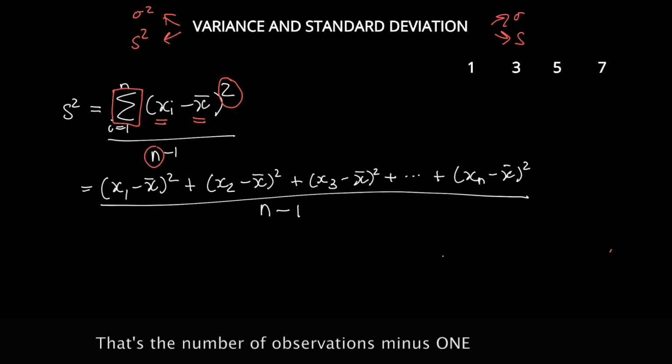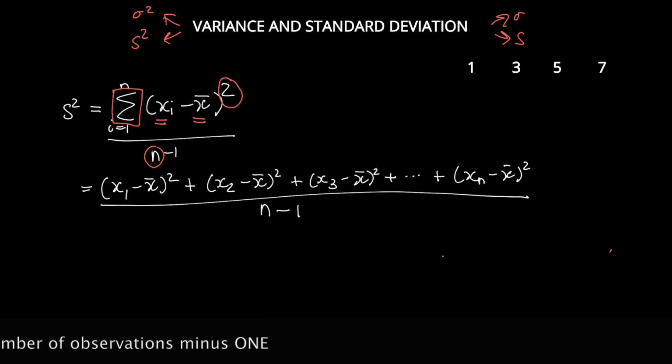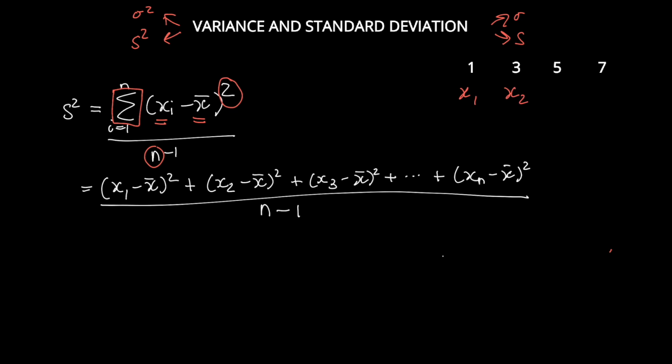So if we apply this formula to our data set on the right here, each one has an x value. The number of observations in this data set is 4, and the mean is also 4. We calculated the mean in the previous video. So if you had to calculate the variance for this data set, it would just look as follows.